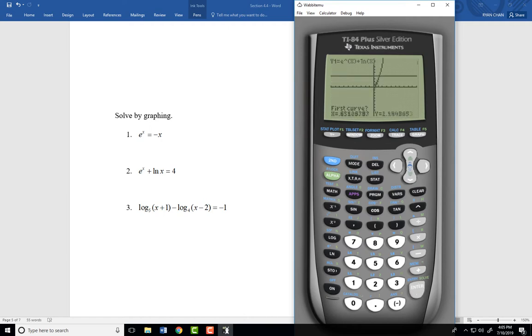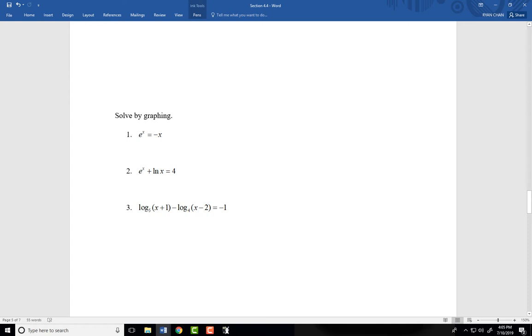Okay? I'm going to move my cursor around. I have this little cursor guy. I'm going to move him till he's close to where my 2 lines intersect. And then all I'm going to do is hit enter 3 times. 1, 2, 3. And it gives it to me right here. So my x value is 1.315. So now I'd say x is equal to 1.315.